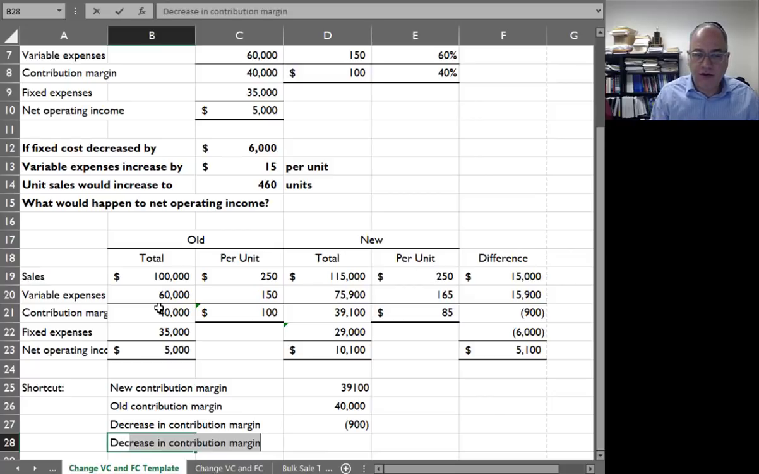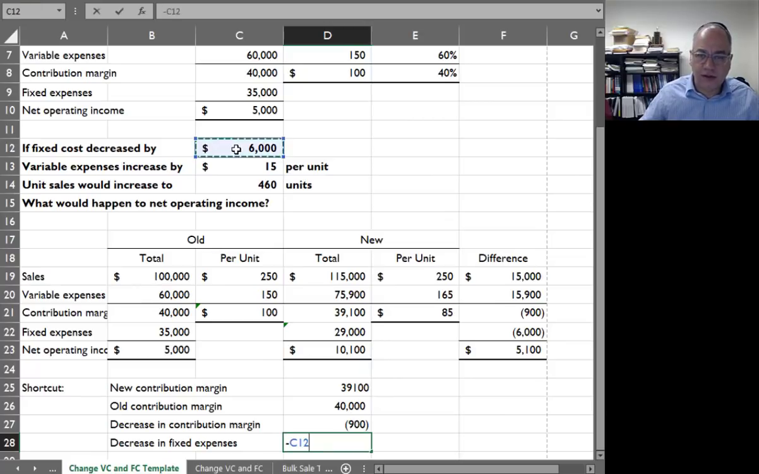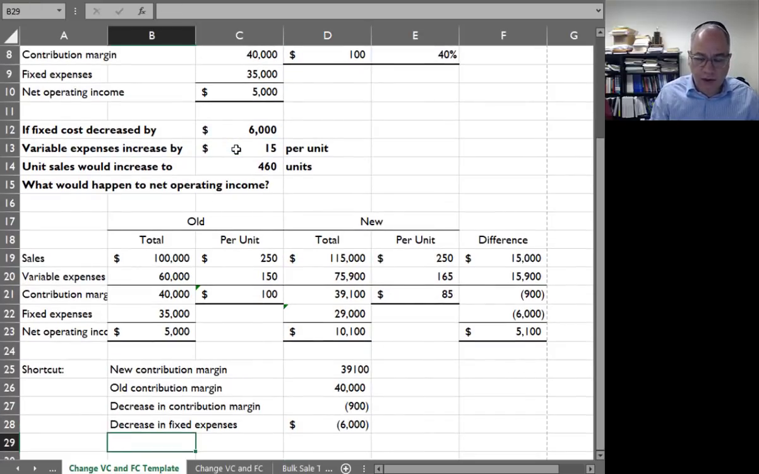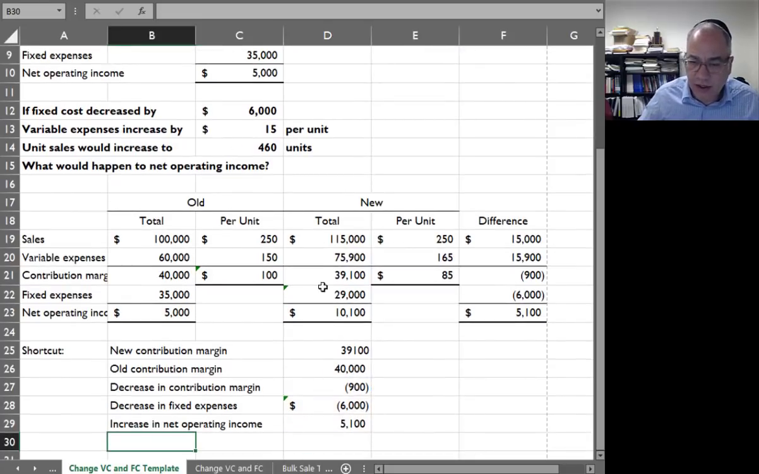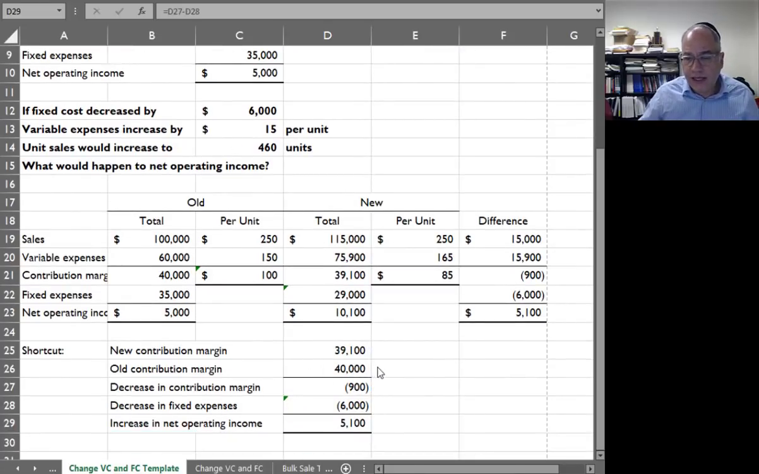Then you have a decrease in fixed expenses of $6,000. So therefore, you would have an increase in net operating income of $5,100. When you're doing these, you really got to think about what you're doing and not just run through it like I'm doing here. And that's a little neater looking.